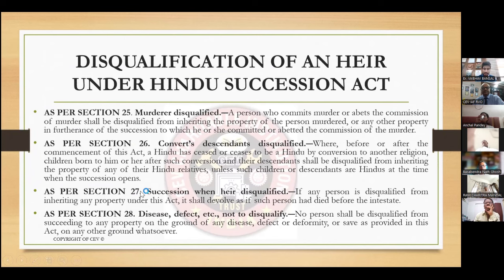Now as per section 27, succession when heirs disqualified. If any person is disqualified from inheriting any property under this act, it shall devolve as if such person had died before the intestate. So यहाँ बेसिकली ये माना जाएगा कि जो पर्सन डिस्क्वालीफाई हो गया है वो एग्जिस्ट ही नहीं करता, तो वो पिक्चर में आएगा ही नहीं.